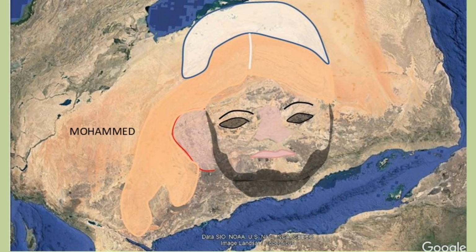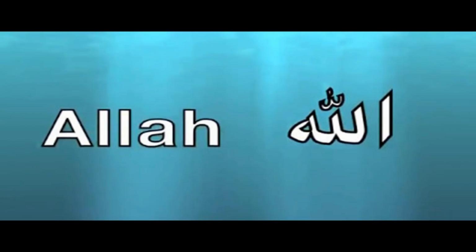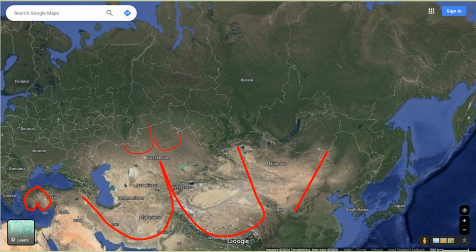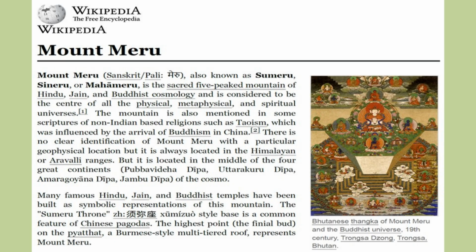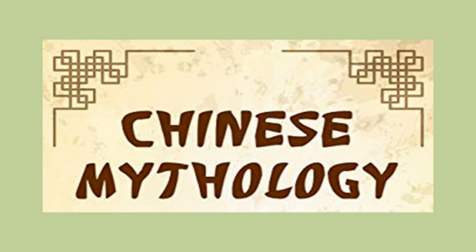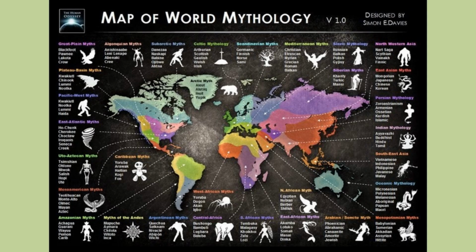Therefore, I request everyone to follow Muhammad and worship Allah alone, who is the lone creator of the universe, to attain Jannah, the heaven, the Swarga. All these details indicate that the Indian and Chinese mythology, in fact, most of the mythological stories of the world, are the history of the land.